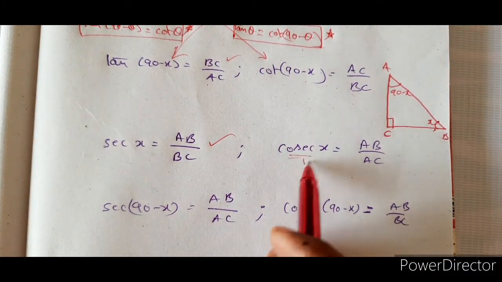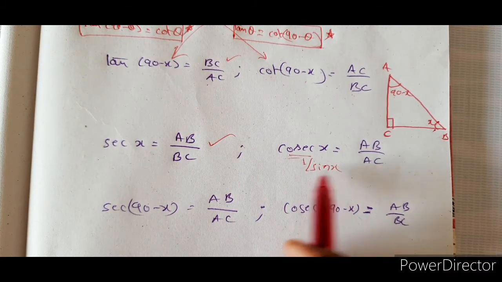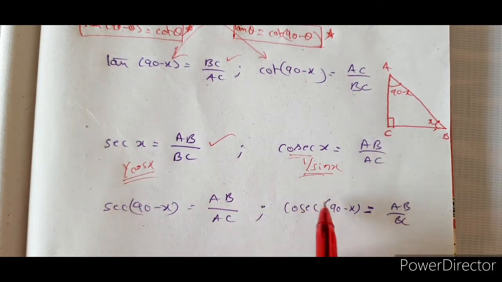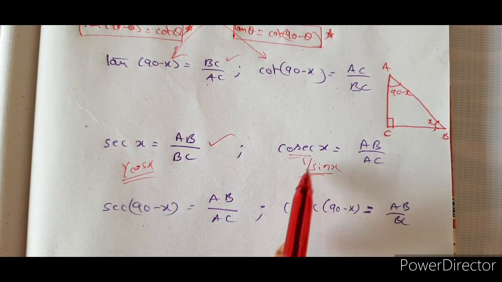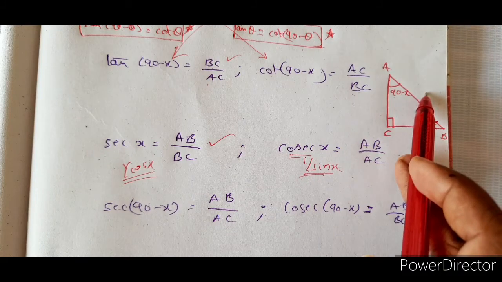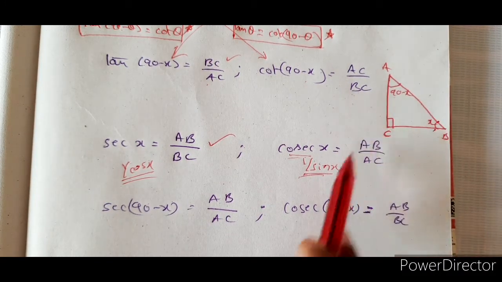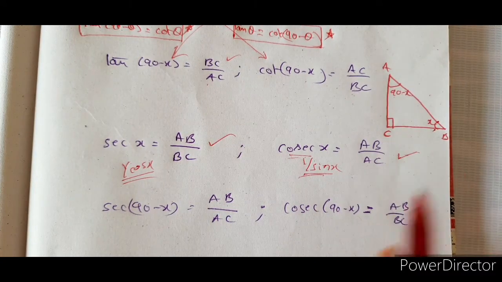Cosecant x is 1 by sin x. Always remember this one. Cosecant is 1 by sine, where sine is opposite by hypotenuse. Therefore, cosecant is hypotenuse by opposite. AB by AC. Clear? Perfect.